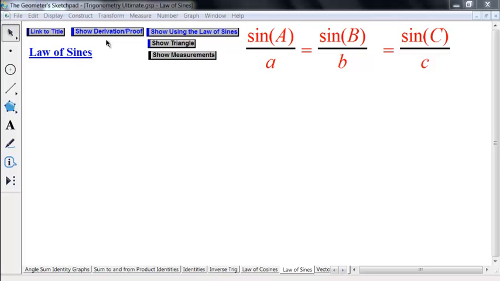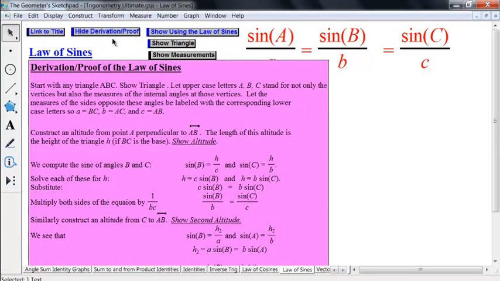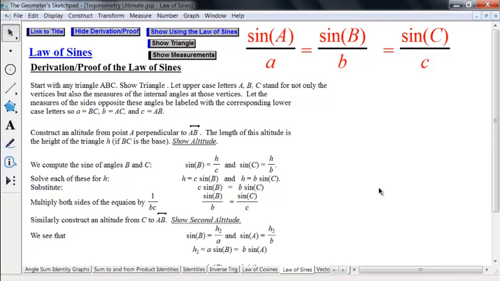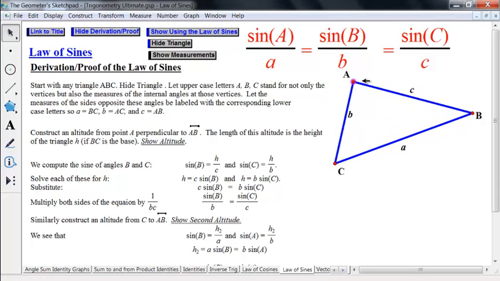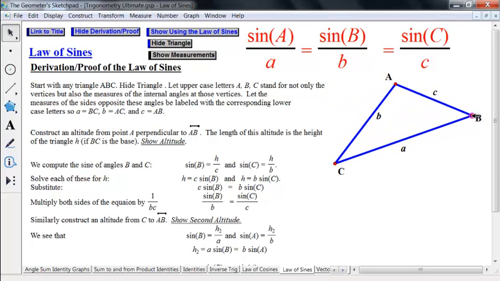So let's prove it. We start with any triangle ABC, and say here it is. It can be any triangle we want. As usual, we're going to let the uppercase letters A, B, and C stand not only for the vertices, but also for the measures of the internal angles at those vertices. And little a, little b, and little c are the lengths of the sides opposite.